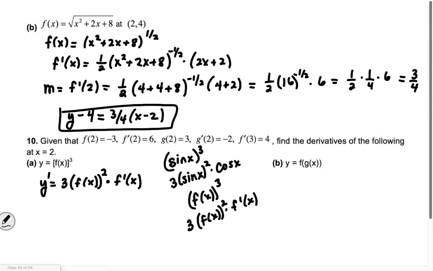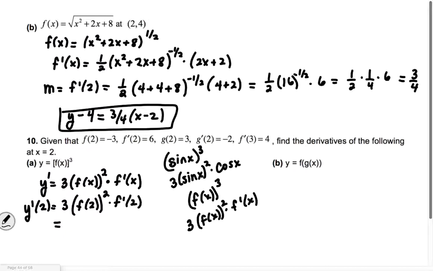Now we're finding the derivative at 2, so we're going to plug in 2. y prime of 2 is going to be 3 times whatever f of 2 is, squared, times f prime of 2. So show that step. A lot of you on your homework didn't show that step, and then you got the wrong answer, and I was like, I can't help you. I don't know what you did. So show the step where you have f of 2, f prime of 2.